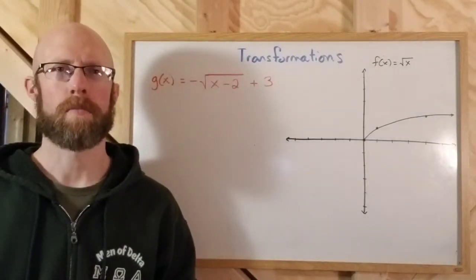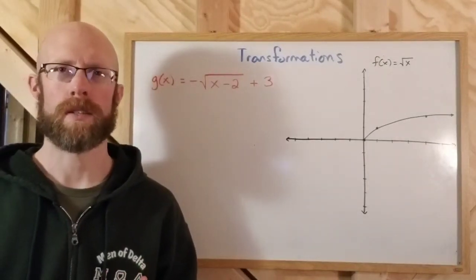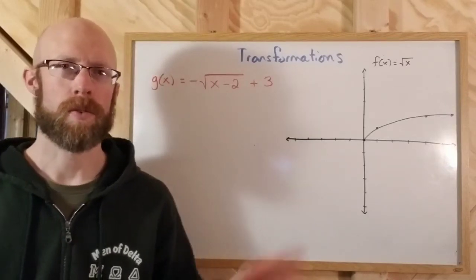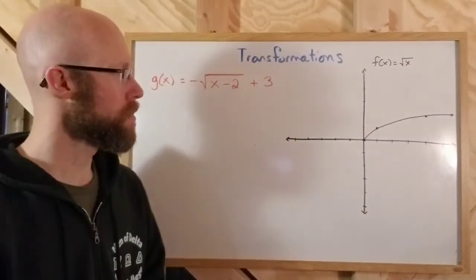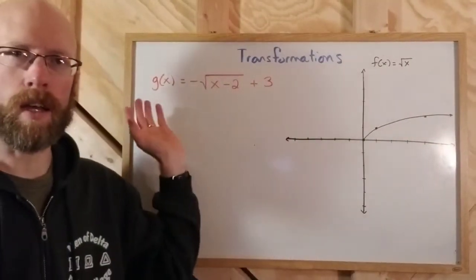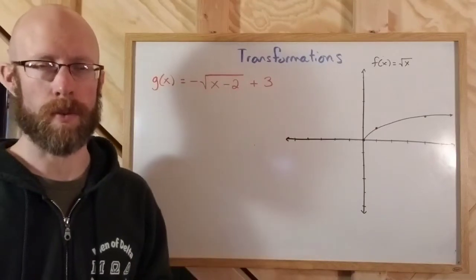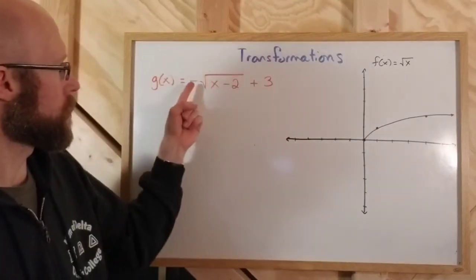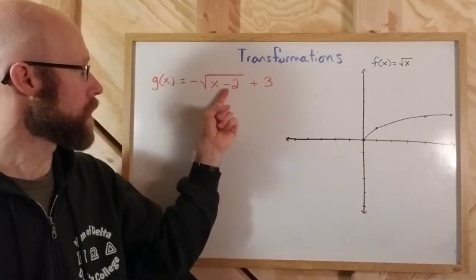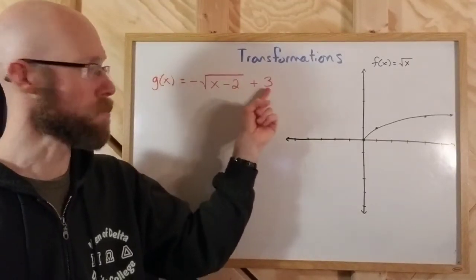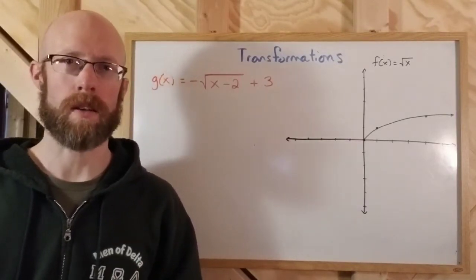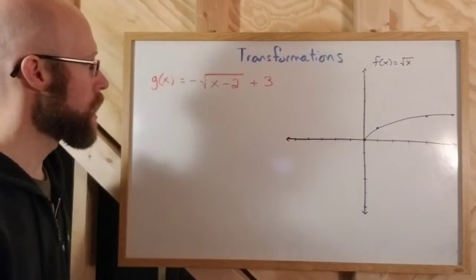Now we're going to combine the horizontal and vertical transformations of a graph. And so in this example, I have, again, the square root of x, and then I have a transformed version of the square root of x. Here I have a negative multiplied on the outside, a -2 on the inside, and a +3 on the outside. And so we have a combination of both horizontal and vertical transformations here.